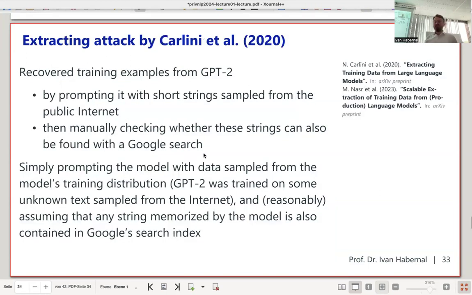Before this last paper by Nasr, there was a paper by Nicholas Carlini and others from Google. By the way, Carlini is also involved in the other paper, called Extracting Training Data from Large Language Models. Back then, the large language model was GPT-2, which, is it still large now?